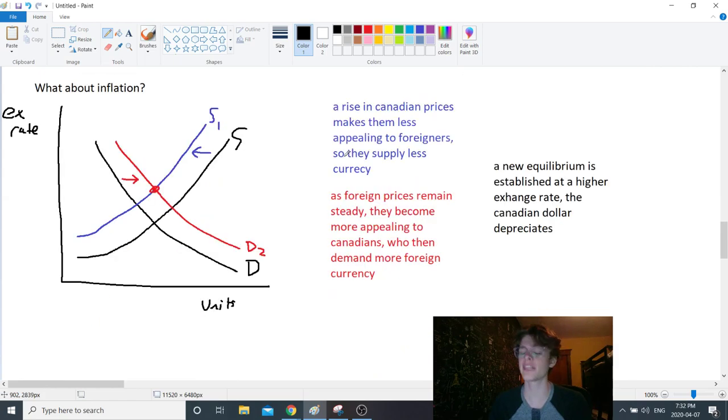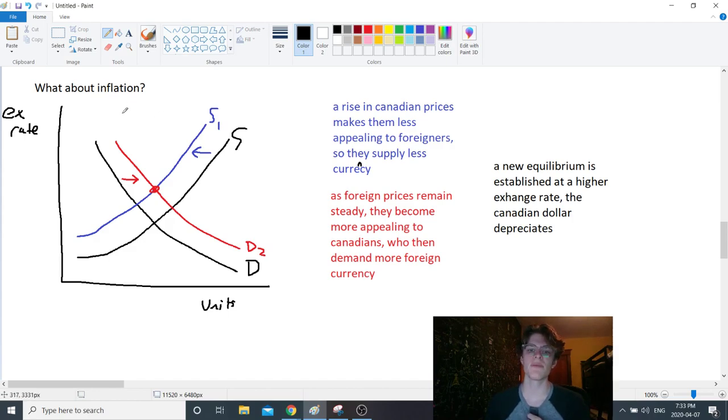What about inflation? This one I thought was kind of interesting because we're going to see two changes when inflation happens. So if our Canadian dollar is inflating, and the US dollar is not, we'll say. You can use the US dollar, you can use currencies worldwide. I just like to use the US because it makes it a little bit easier. So a rise in our Canadian prices is going to make it less appealing to foreigners. So they're going to supply less currency because they're going to exchange less of their own currency for ours because our goods are too expensive now. So our supply is going to shift left.